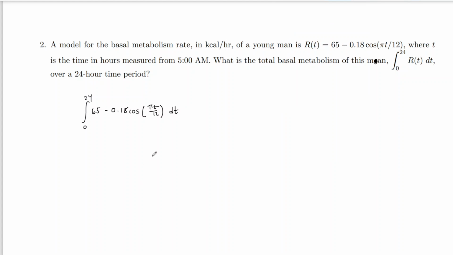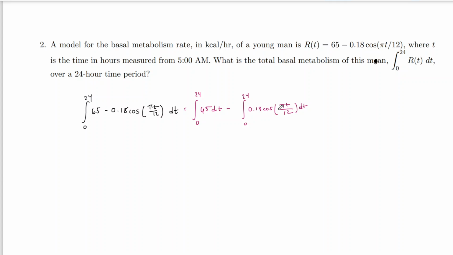All right, so what do we want to do here? Well, one thing you might notice is that we are linked by a minus here. We don't want to try to use substitution on the whole thing. But the nice thing is that you can break up the integral into each part if you prefer. It might be a good idea to do this, especially if you have multiple parts when you have substitution method. So we can break it up into just the integral of 65 dt minus the integral from 0 to 24 of our other function, 0.18 cosine of pi t over 12 dt.